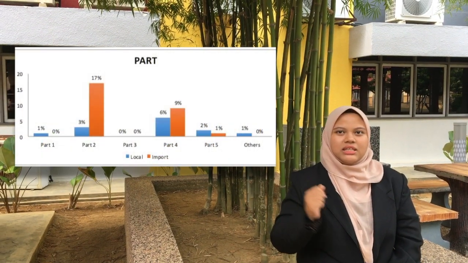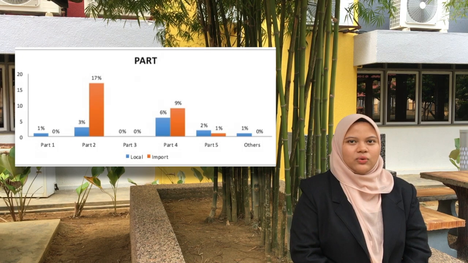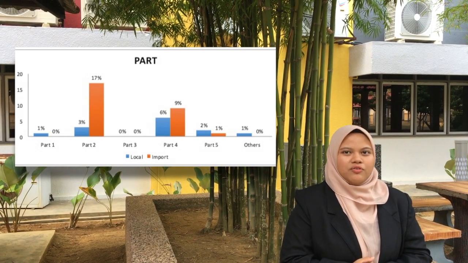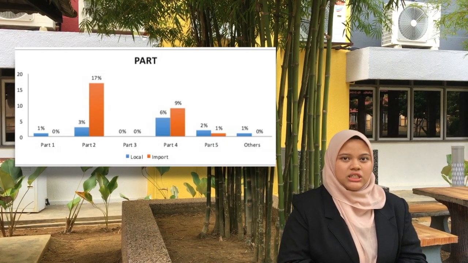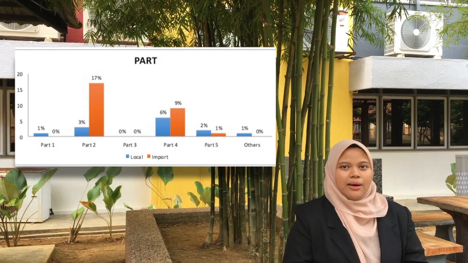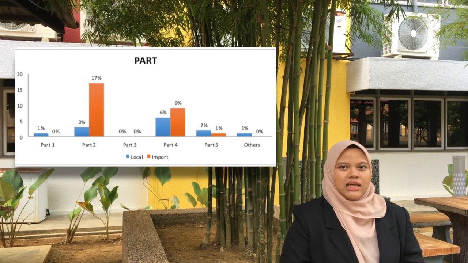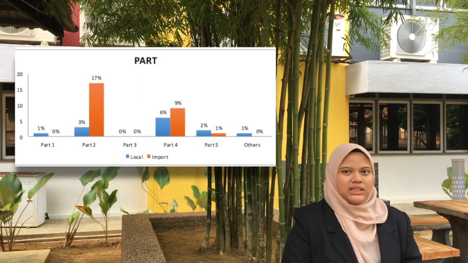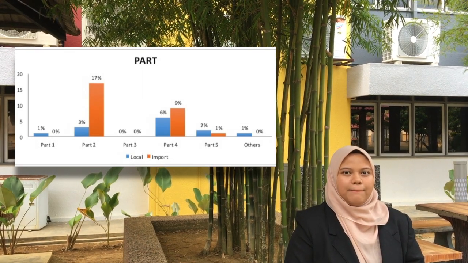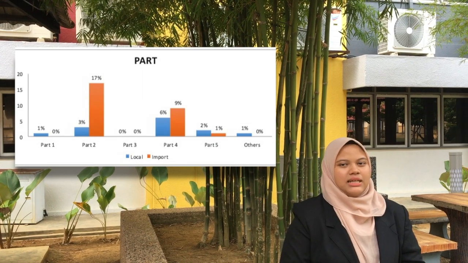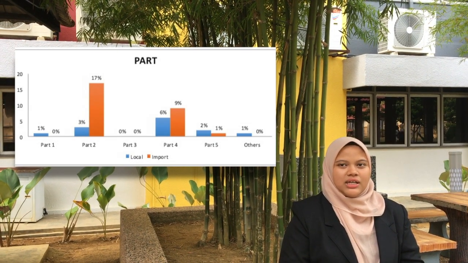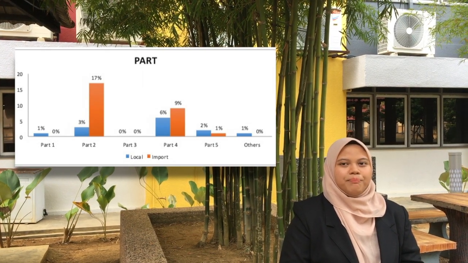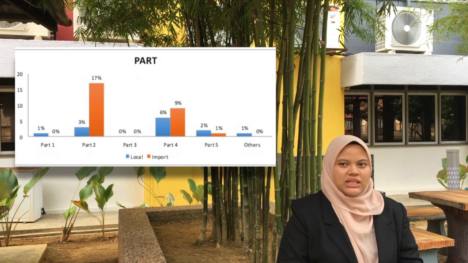This figure shows the percentage of students in each part of Pantai College that choose between local and import product. There are more than 5 parts of students that answered the questionnaire, which are part 1, part 2, part 3, part 4, part 5, and other parts. The highest for import product is 17% coming from part 2 students, and the lowest percentage is from part 1 students with 0%, while the highest for local product is from part 5 students with 2%, and the lowest is from part 3 with 0%.